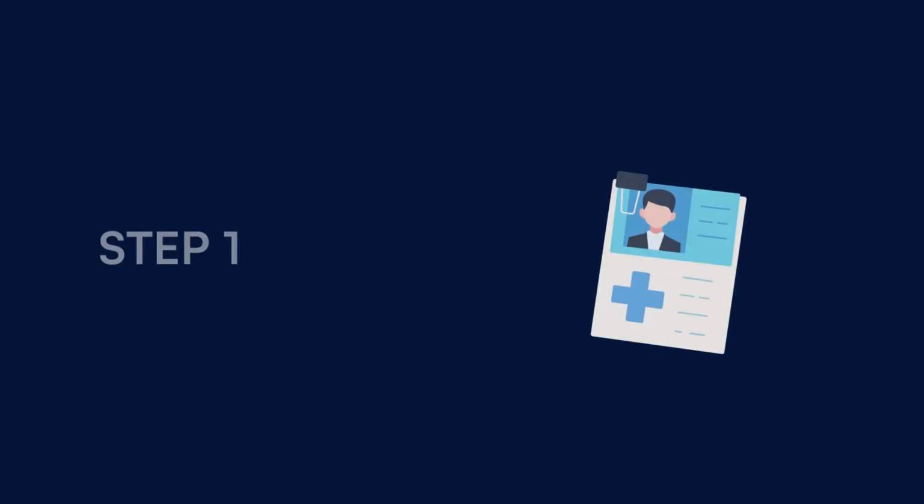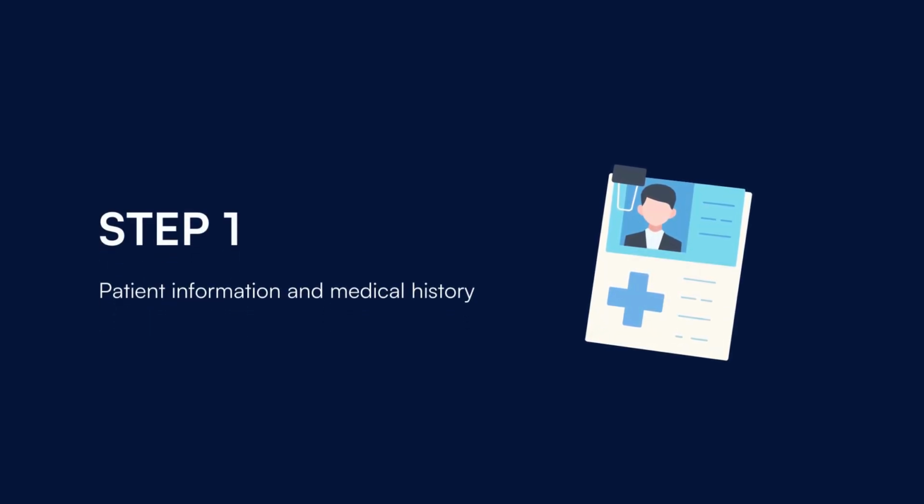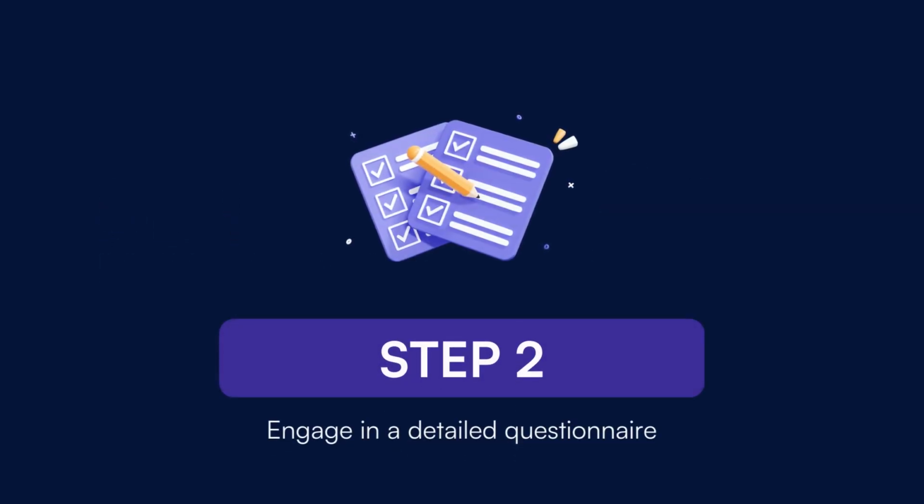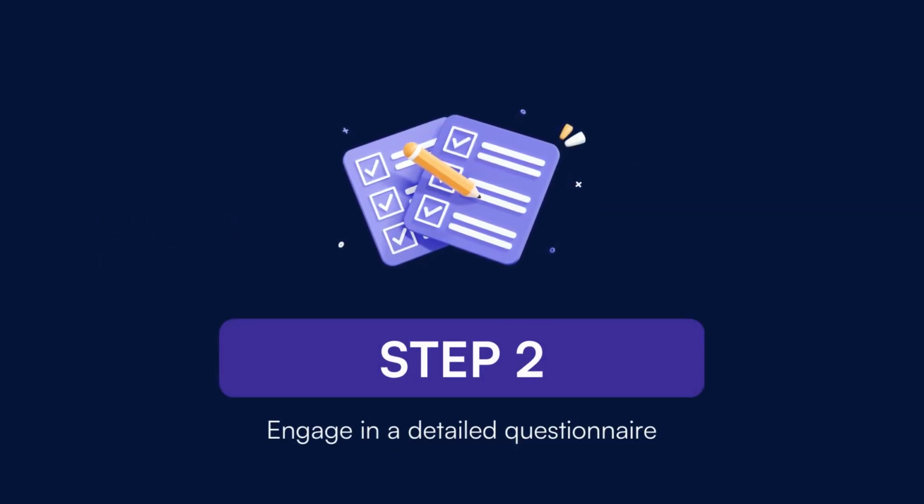Inquire about previous diagnoses, especially conditions often associated with fibromyalgia like IBS or migraines. Ask about surgeries, allergies, and a family history of fibromyalgia or other rheumatic diseases. Engage in a detailed questionnaire. This section helps determine the extent and duration of these symptoms.